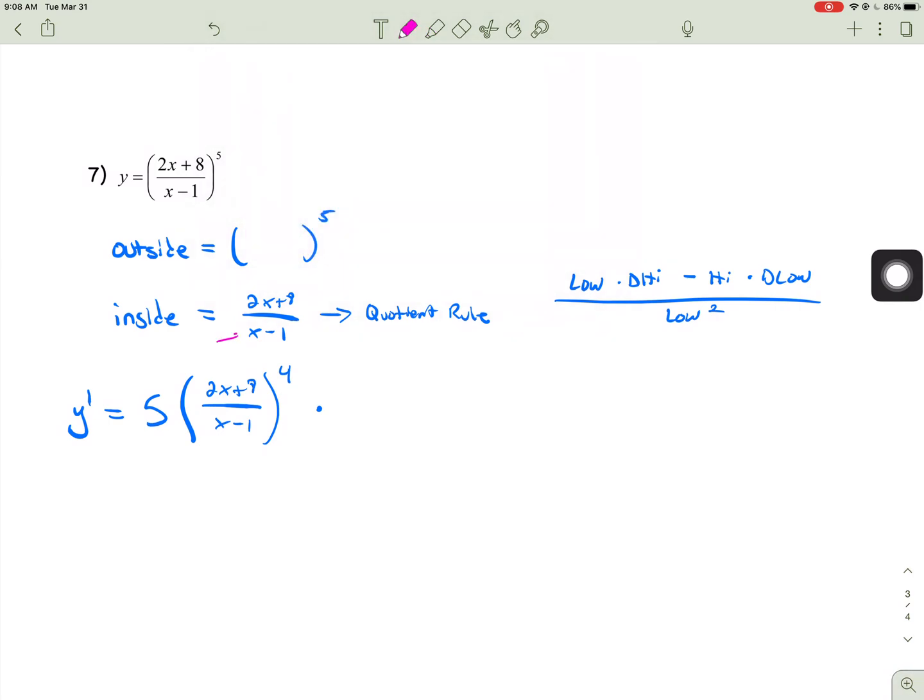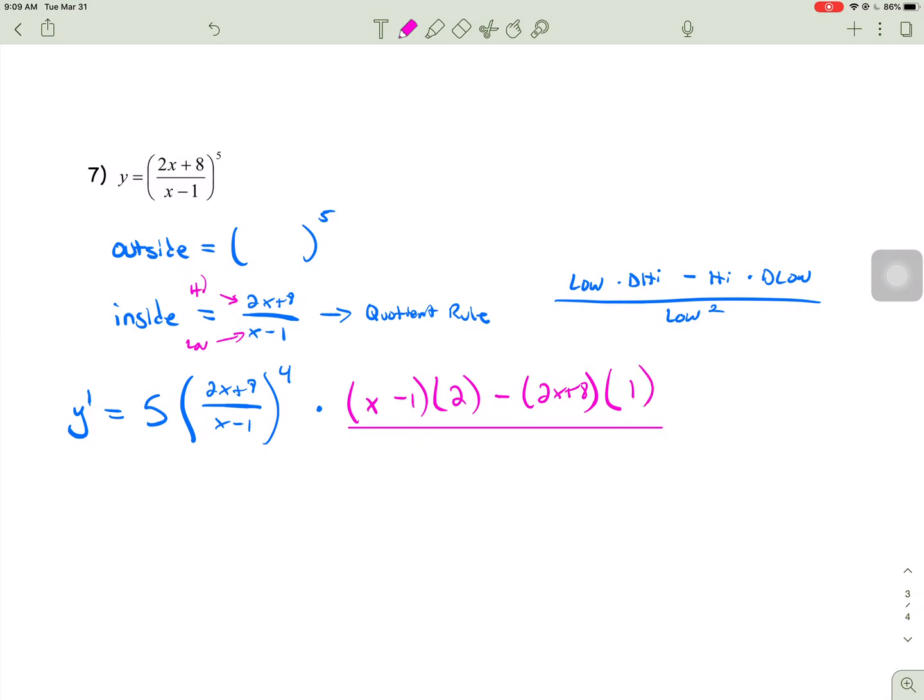If you want to label low, high. So here we go. Low, derivative of the high part is just 2 minus high. Derivative of the low part is just 1 over low squared. That's it. Leave it.